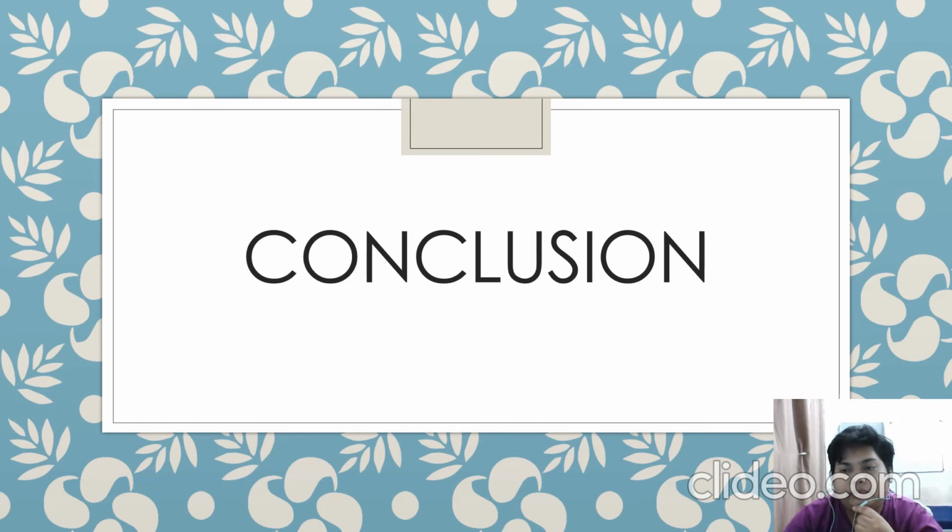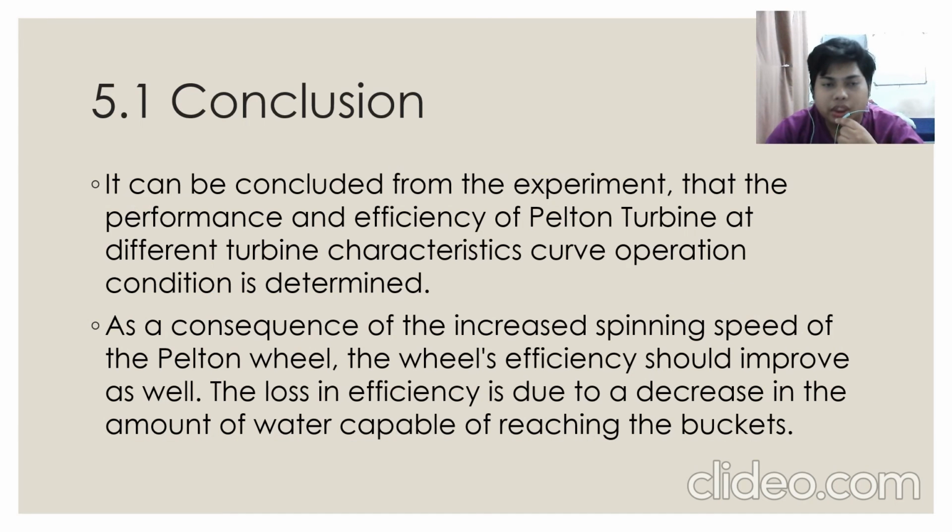For the conclusion, it can be concluded from the experiment that the performance and efficiency of the Pelton turbine at different turbine characteristic curve operating conditions is determined. As a consequence of the increased spinning speed of the Pelton wheel, the wheel efficiency should improve as well. The loss in the efficiency is due to the decrease in the amount of water capable of reaching the bucket.